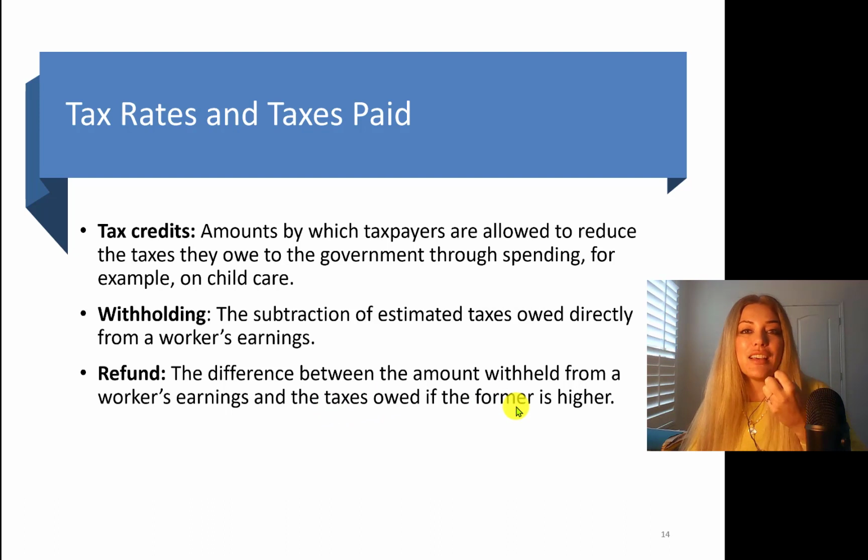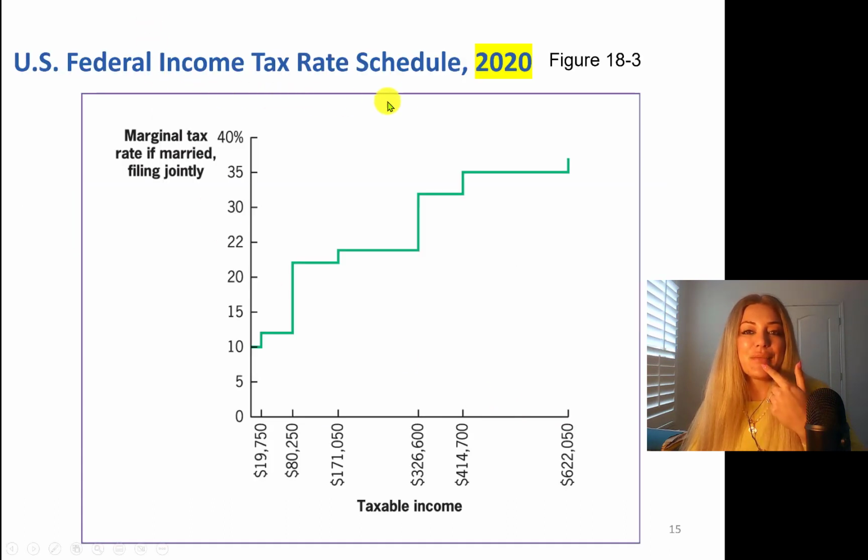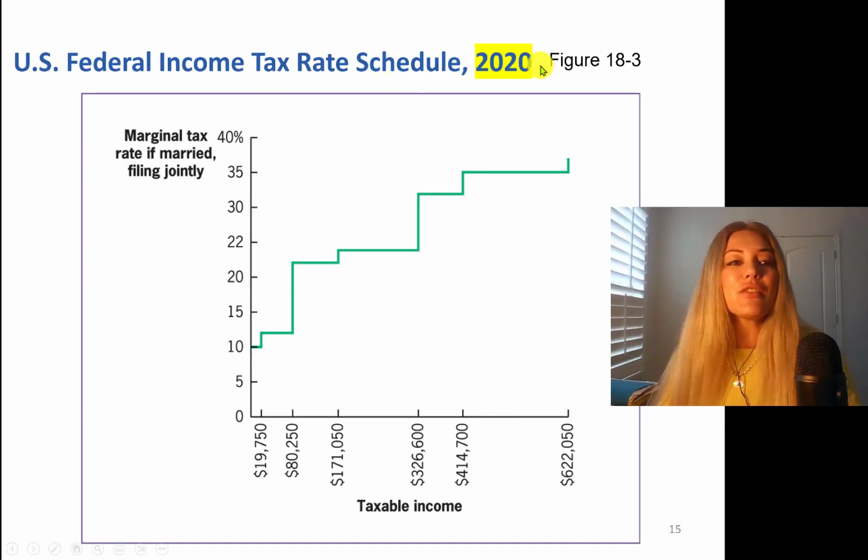So if government withheld more, you're going to get a refund. Okay, so I'm going to show you a federal income tax schedule. This is 2020. It's been changed, right? So this is marginal tax rate. Marginal tax rate means the tax you're paying on the very last dollar, okay?